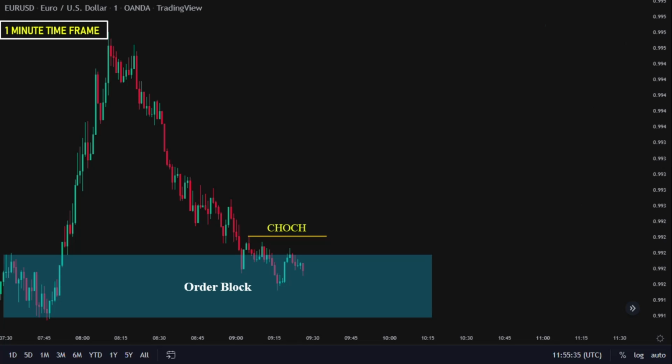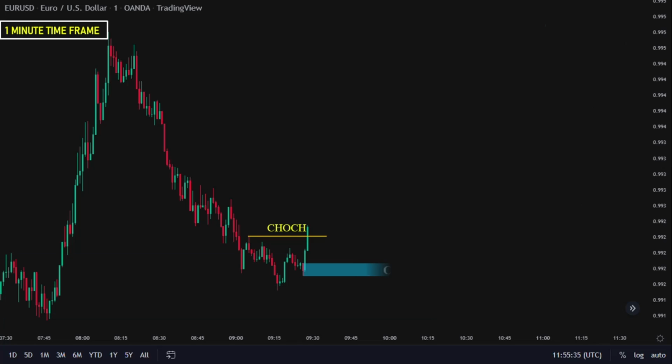So for forming a change of character, price must break and close above this area, just like this. Forming a change of character by price here indicates that price is no longer in a downtrend, and it can potentially change its direction. So next, we should spot the new 1-minute order block. As you can see here, this zone is an order block that is generated by the movement of the change of character. So now in the third step, we should analyze the RSI indicator in 1-minute time frame and look for potential divergence signals as a confirmation for our entry.